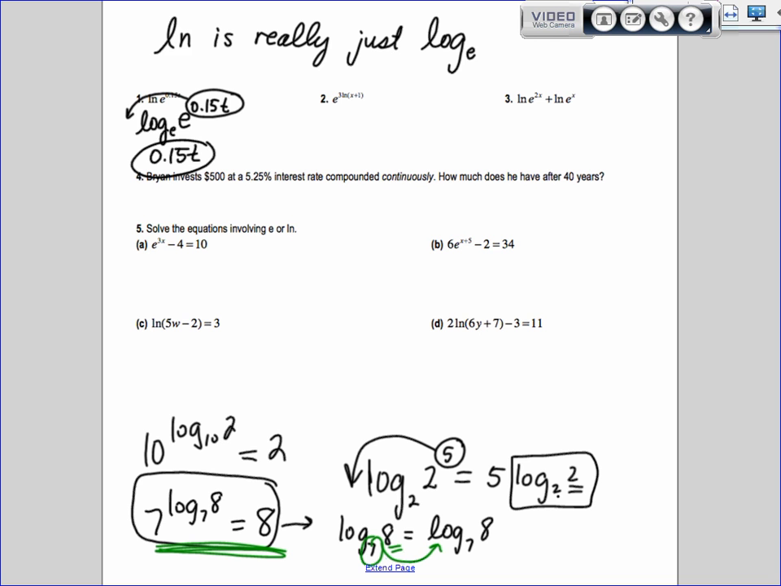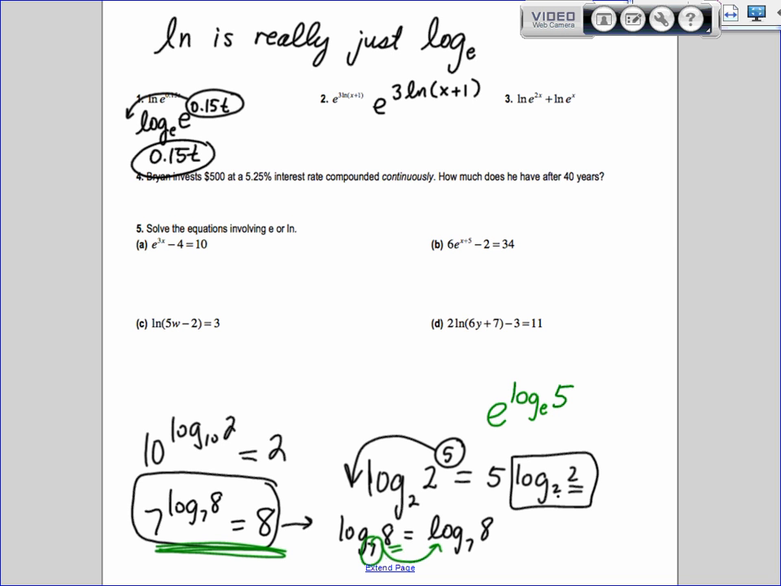Okay, so if we have e to the log base e of 5, we could just cancel the e in the log base e. But we don't have that. We have e to the 3 times natural log of x plus 1. We don't have e and natural log right next to each other. So what can we do? Any ideas?